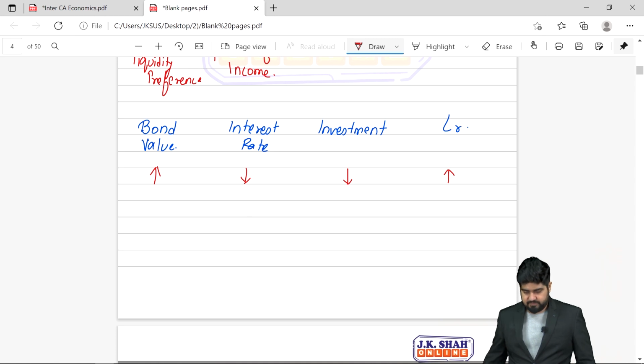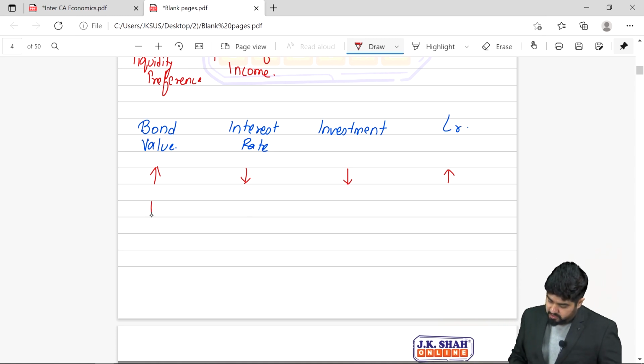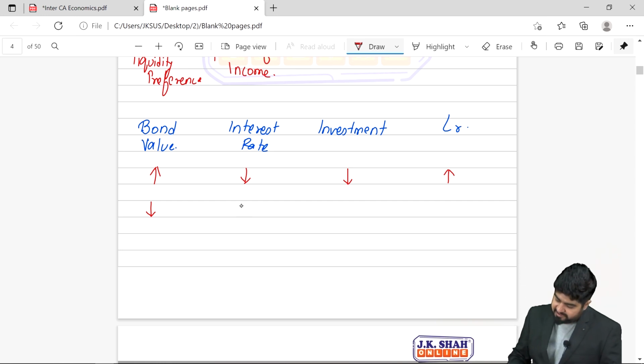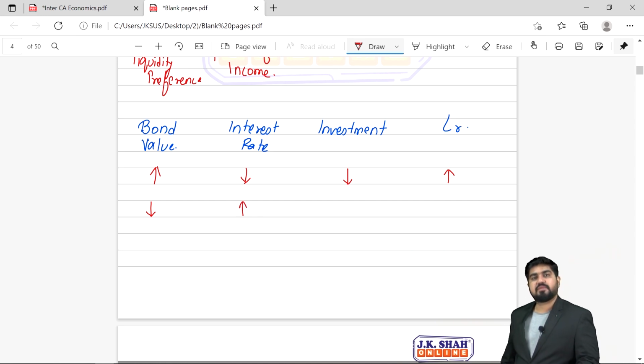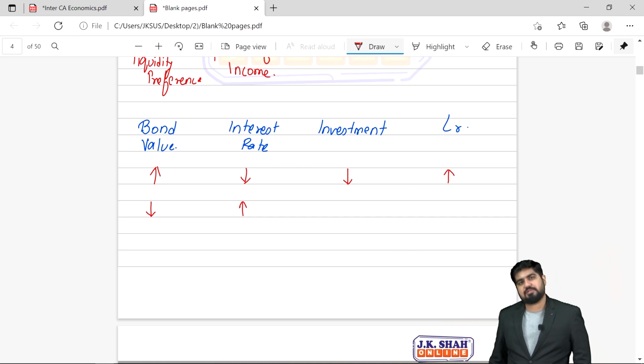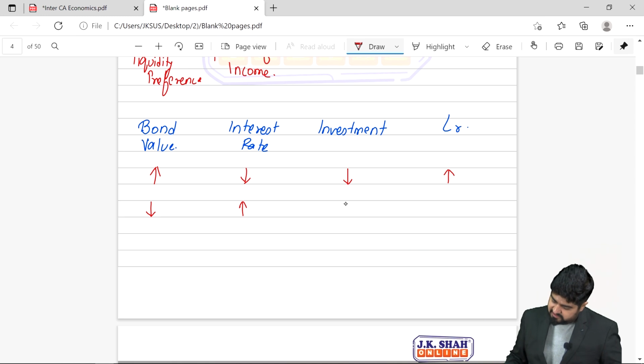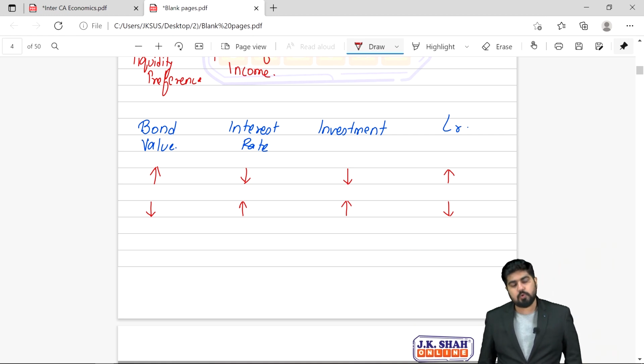Simple. Now, if bond value is less, the interest rate will be high, and you will get the advantage of dual opportunity. Number one, capital appreciation of bonds. Number two, the higher interest rate which is offered. In both cases, it is a win-win situation. Your investment will increase, and liquidity preference will be low.